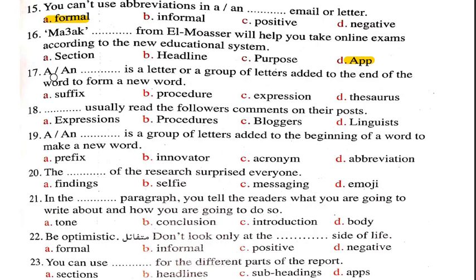17. A or an space is a letter or a group of letters added to the end of the word to form a new word. The letters that are added to the end of a word to make a new one is called a suffix.